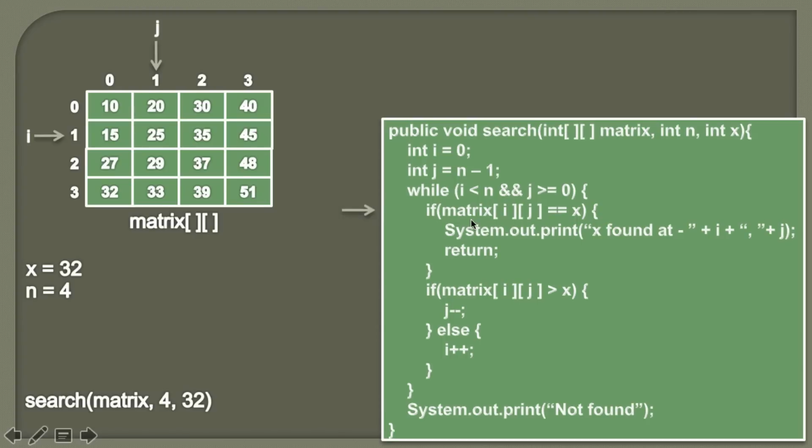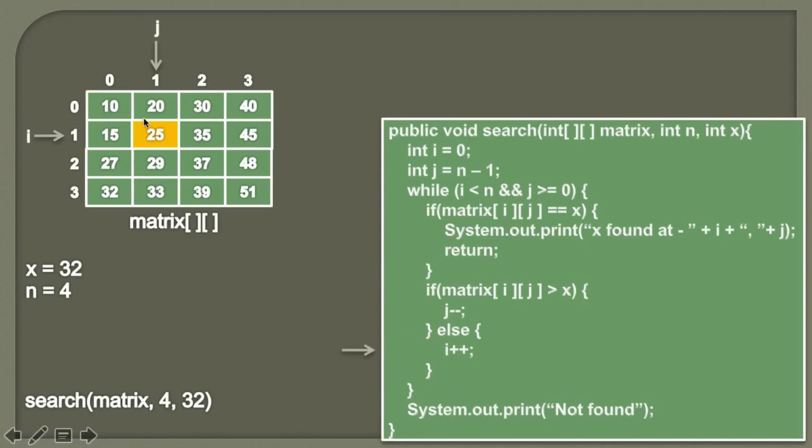We again check in the if block whether the value at i comma j is equal to x or not. So here you can see the value at i comma j, which is 25. So 25 is not equal to 32. Therefore the condition in the if block comes out to be false. And then we'll again check whether the value at i comma j is greater than x or not. So currently 25 is not greater than x. So the condition in the if block comes out to be false, and the else part will be executed.